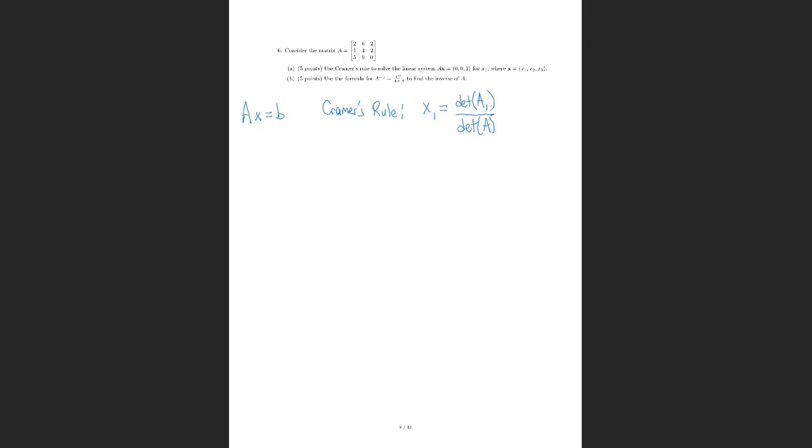Now this matrix A1, it's the matrix that you get by replacing the first column of A with B, the right-hand side of your system of equations. So I'll say A1 is A, but first column is replaced with B.